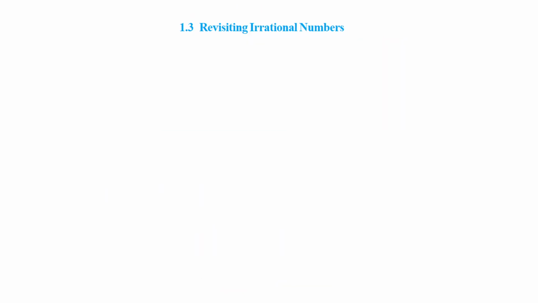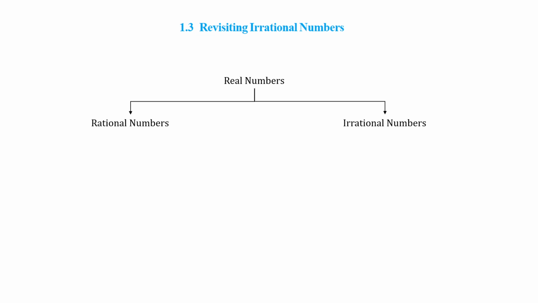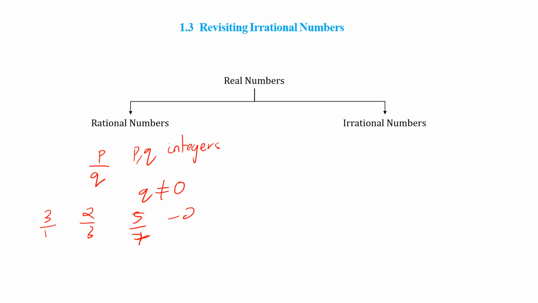First of all, let's revisit rational numbers from 9th grade. In 9th grade, we had learned that a real number can be classified as either rational or irrational. Now, what is a rational number? It is a number which can be written in the form p by q, where p and q are of course integers, and q is not equal to 0. Any number which can be written in this form, for example, 3 by 1, 2 by 3, 5 by 7, negative 2 by 3, they're all rational numbers.